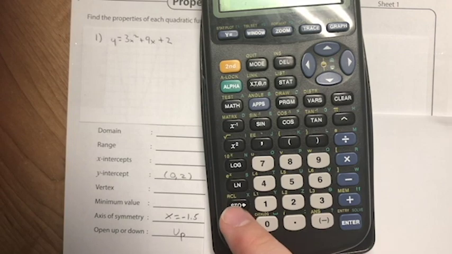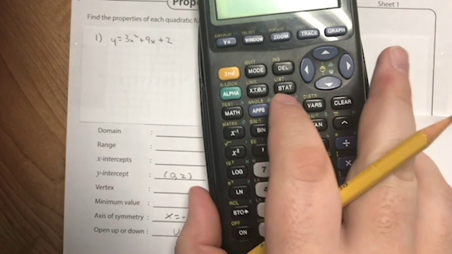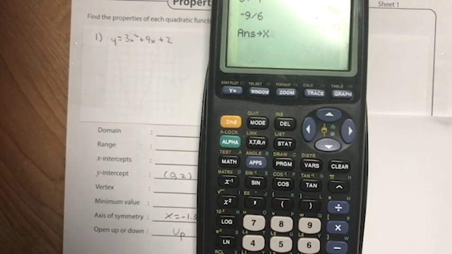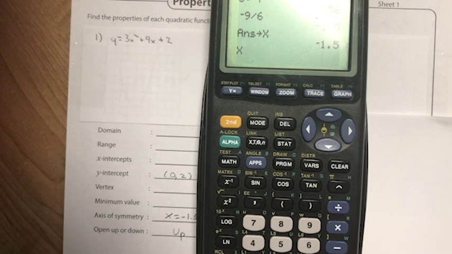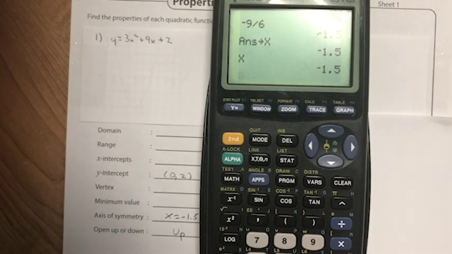So I'm going to take this and stow negative 1.5 away into my x value. So every time I type x, it's going to give me negative 1.5 in return. So I can actually say 3 times x, and it would give me negative 4.5.